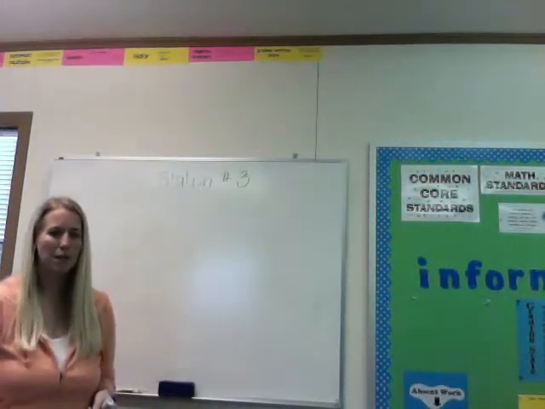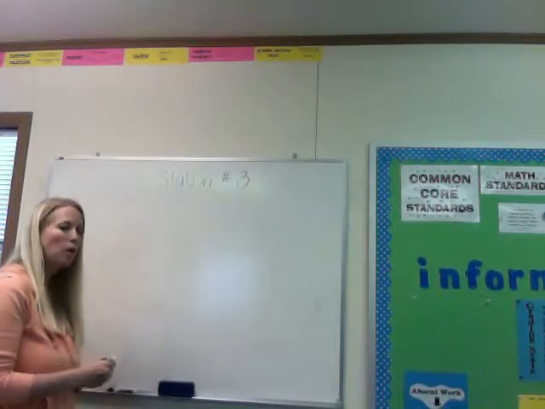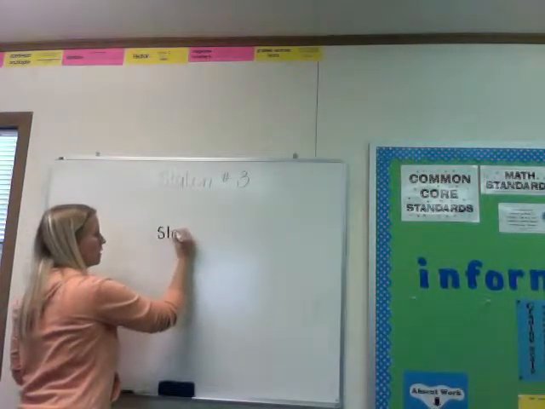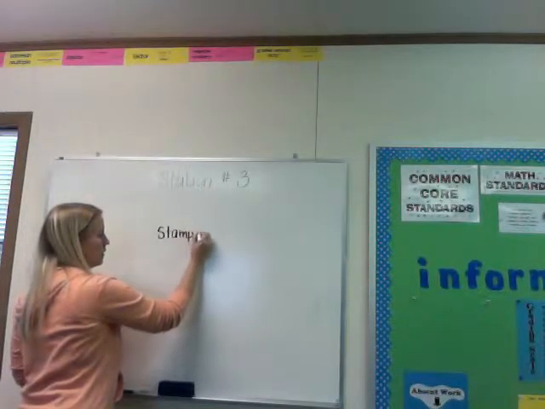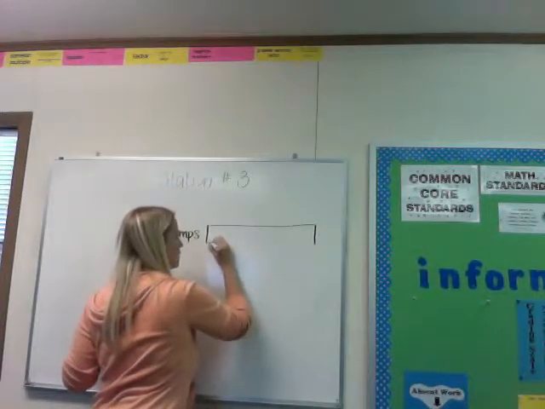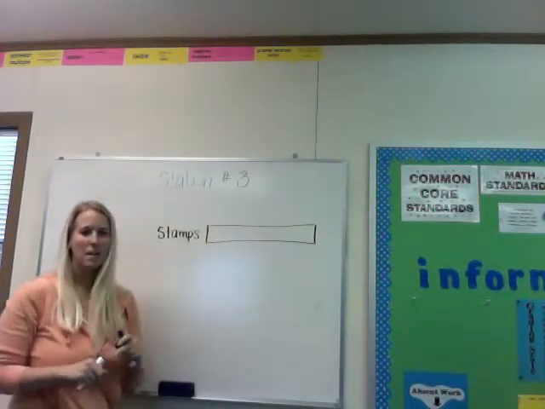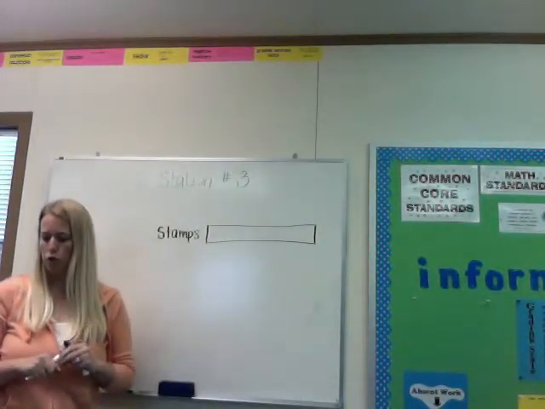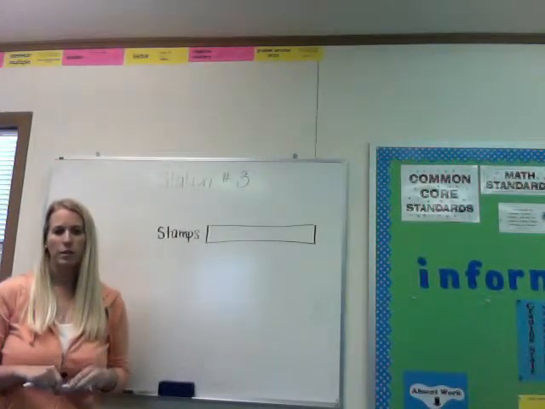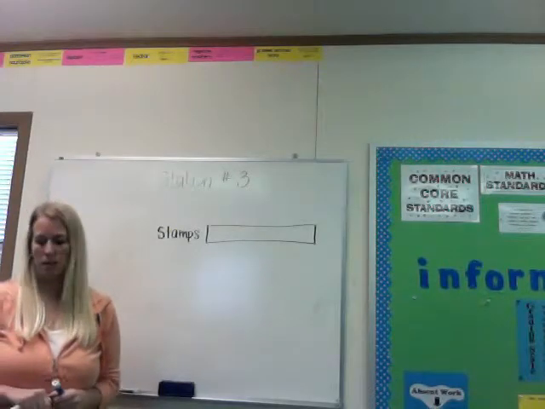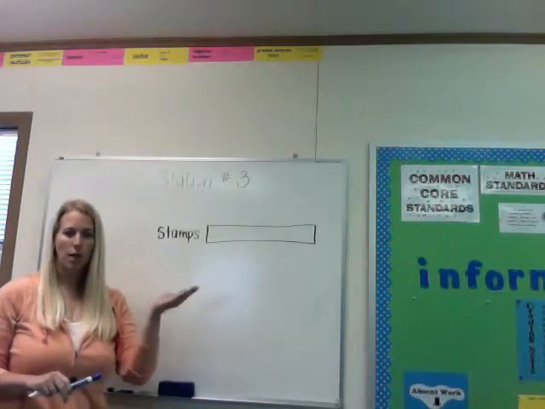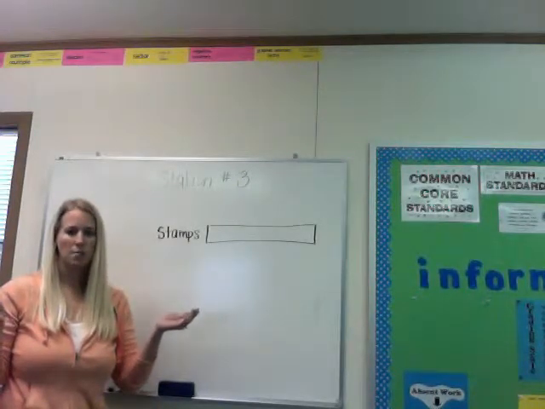So let's break it down. Your first step should be to write the word stamps because that is our topic with a bar. Okay. That's step 1. Step 2 is to reread the problem and split our bar appropriately. So the very first thing it tells us is that Lucille has 2 types of stamps. She has U.S. stamps, she has foreign stamps.